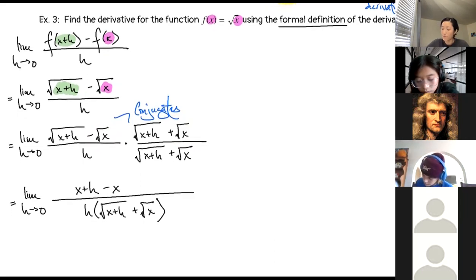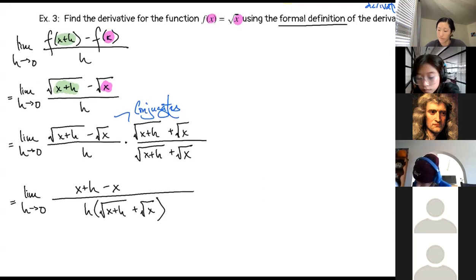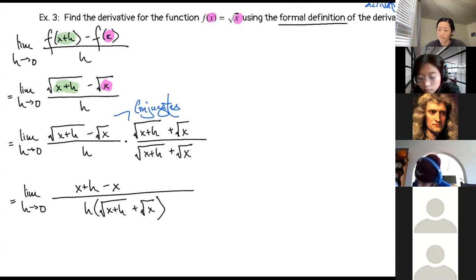So let me pause here for a moment and let's see if there are any questions about how I got from line 3 to line 4. Okay. So if there are no questions right now, let's move on.